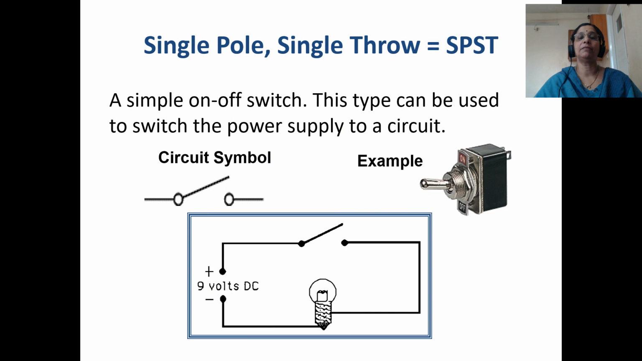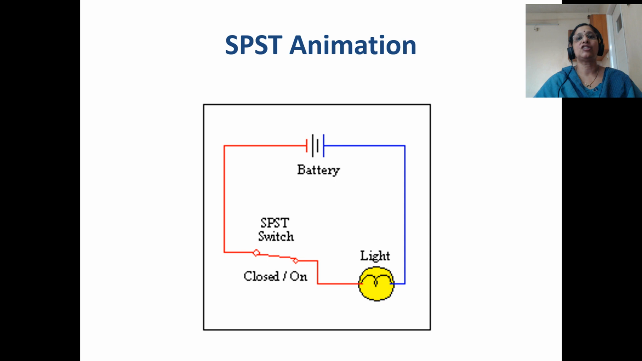There are different basic types of switches. One is SPST, or single pole single throw. There is one pole and one throw. This is just an example of how this type of switch is used for on-off action of a particular light. When the switch is open, the light is not on. When the switch is closed, the circuit is closed and hence the light becomes on.